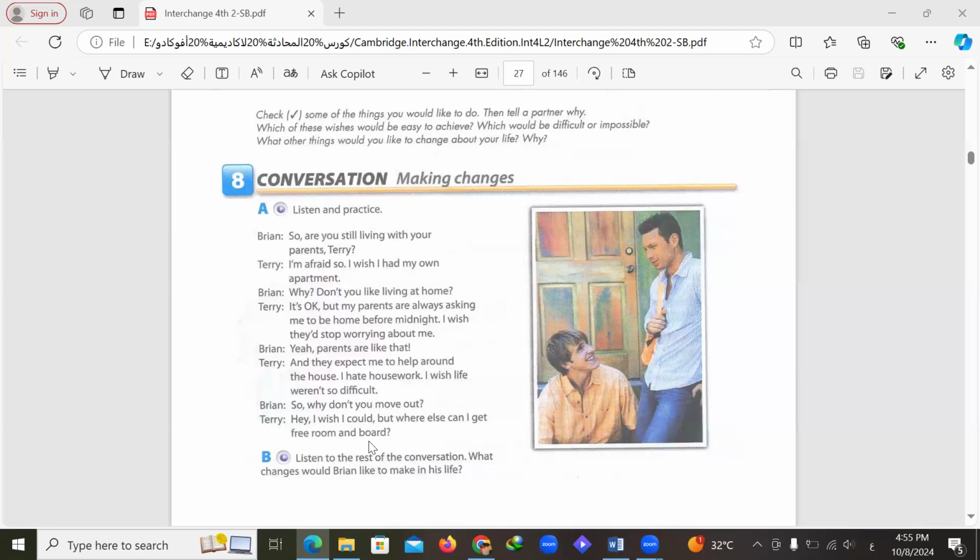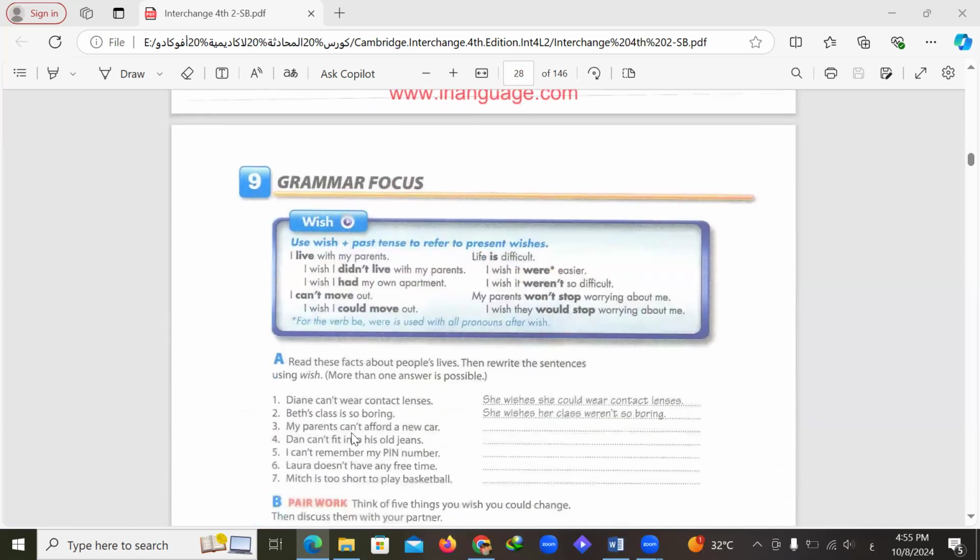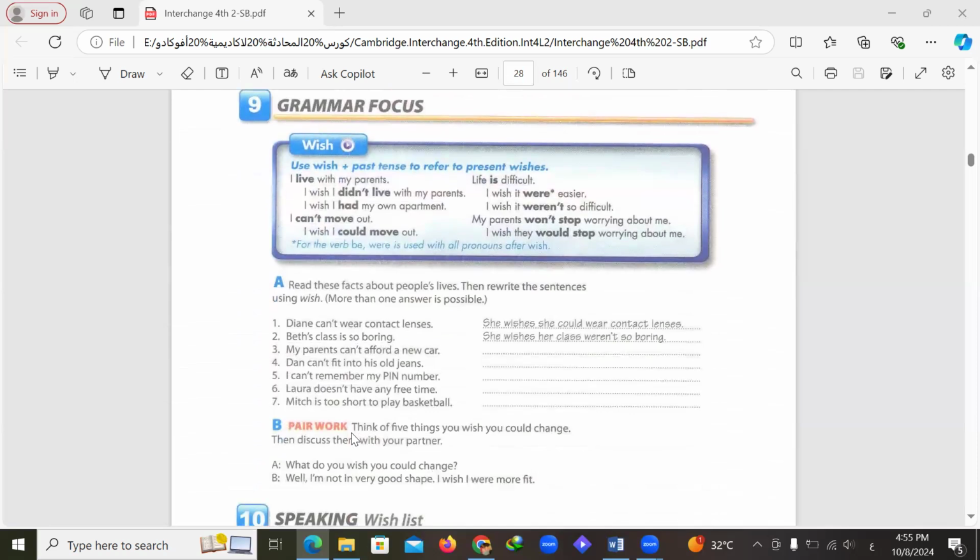Okay, so I think it's free. Let's go on listening to the rest of the conversation and try to guess together what happened and what they speak about. Because we will speak now about using wish. Wish is about wishes. All of us have wishes. We want to change a lot about our lives. Who is satisfied with his life?